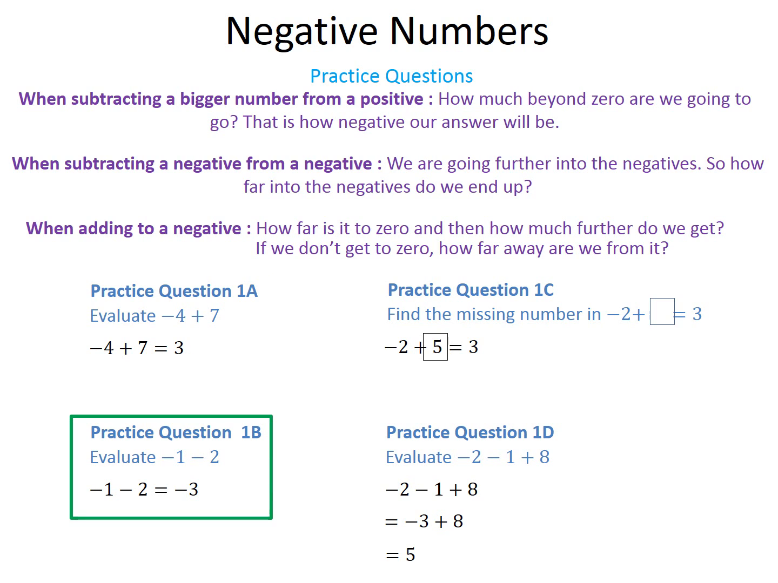With our second one here, I'm at -1 and I'm going back another 2. So I'm moving away from 0 because I'm minusing here. I'm already in the negatives. I'm minusing, I'm going to go another 2 into the negatives, so that means in total I end up down at -3.